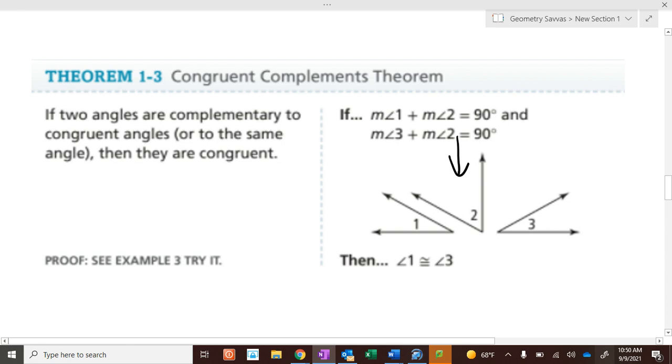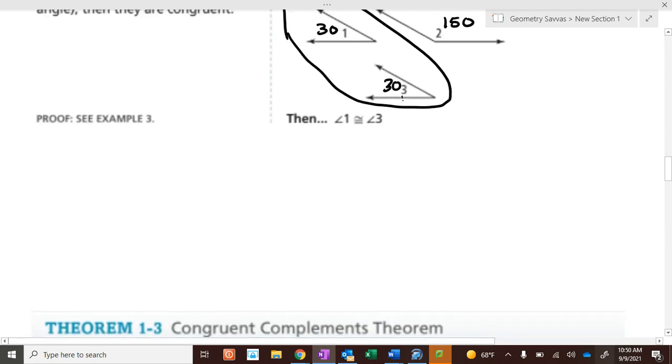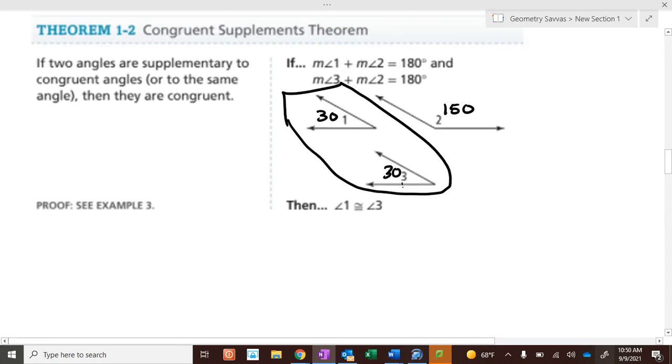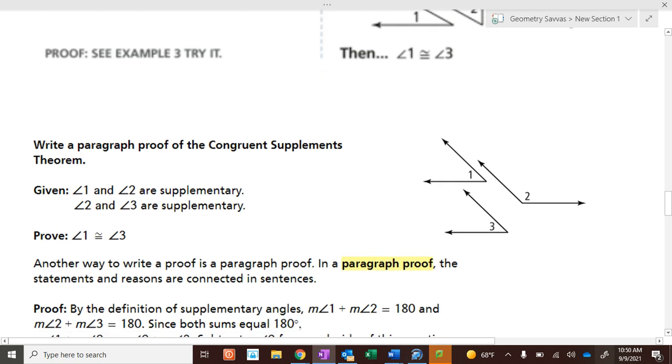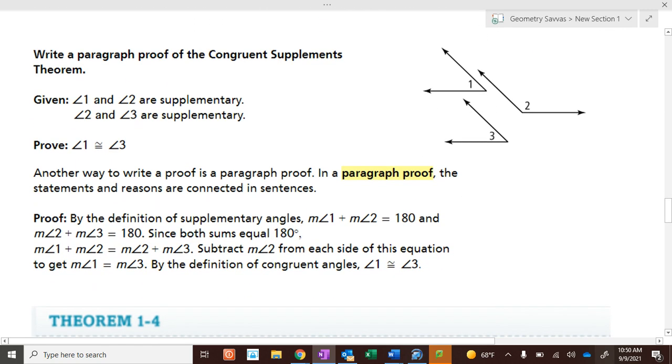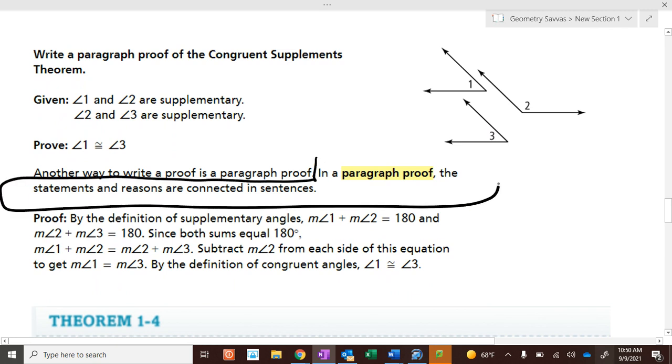Okay, so we got the congruent supplements theorem. If 1 is supplementary to 2 and 2 is supplementary to 3, then 1 and 3 are congruent. Congruent complements theorem: if 1 is complementary to 2 and 2 is complementary to 3, then 1 and 3 are congruent. So what they did is they say, hey, there's another way to do a proof called a paragraph proof.